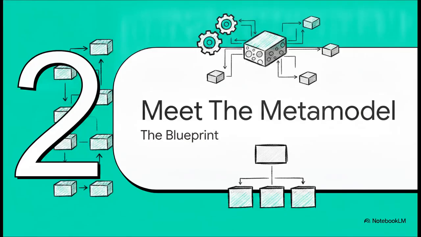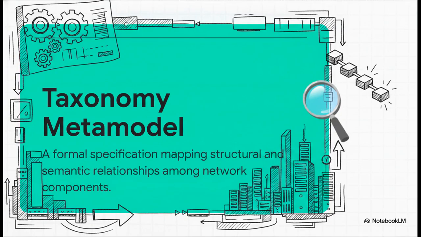Moving on to Section 2. Meet the metamodel, aka the blueprint. Let's see exactly how the researchers solved this friction. So, what does this all mean?